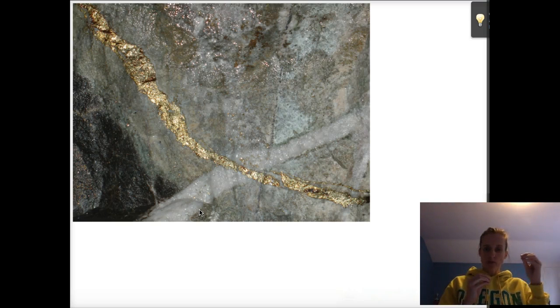It's as though they intrude the rock. They move away from the magma source and cool and leave the solution and then form these veins. So gold mines, silver mines, they're not going to be surface mines. Although you can find gold on the surface, and we'll talk about how that occurs, these are generally deep mines that must be extracted from deep mines.